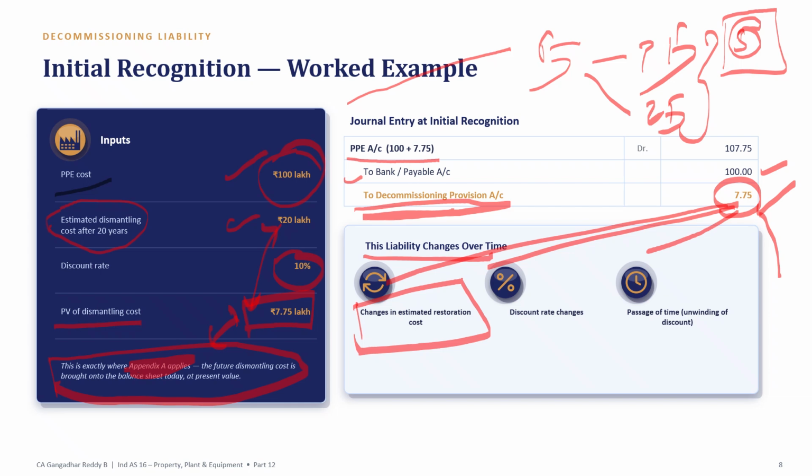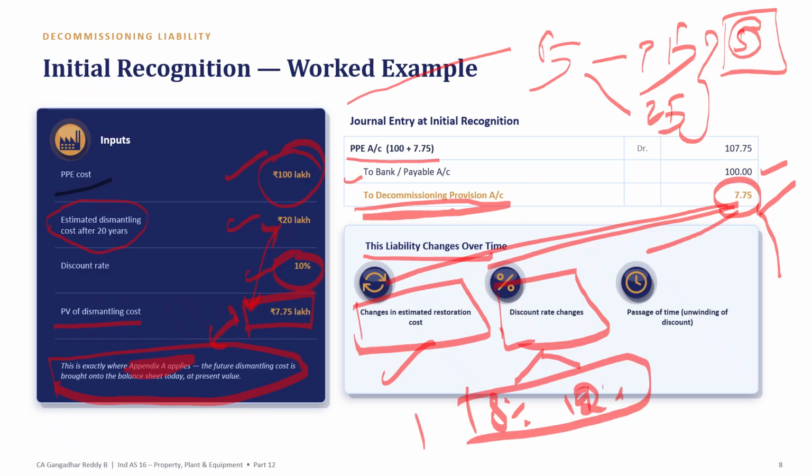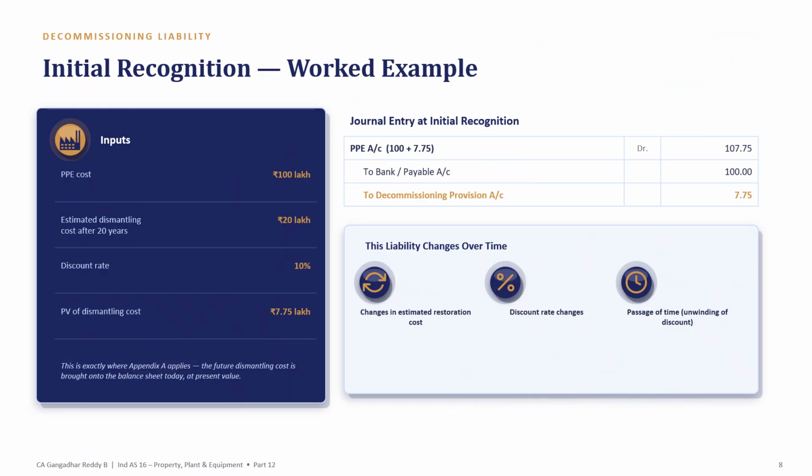So the change is due to a change in the estimated cost or a change in the discount rate. You have taken 10 percent, but later it has changed to 8% or 9% or 12%, either increase or decrease. So in this case your liability will decrease or increase. In this case also you should check the decommissioning liability provision, and how it will be accounted. But during the passage of time you have to charge interest, that could be the finance cost.